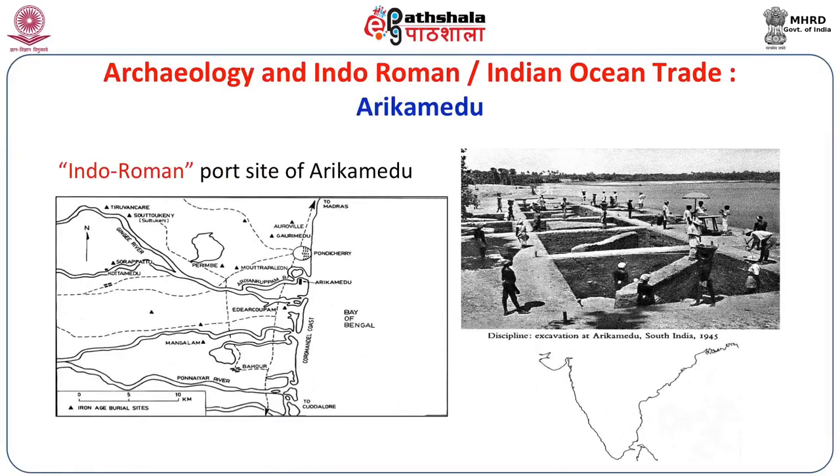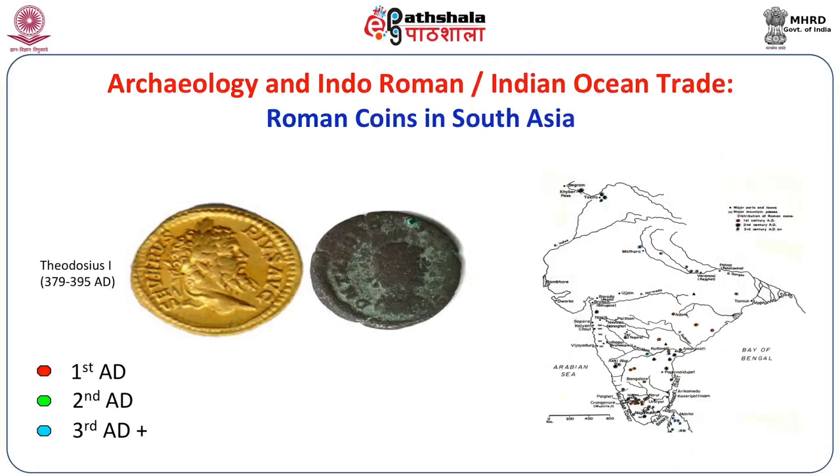What you see in this particular image is the site of Arikamedu, what was known as an Indo-Roman port site. This has produced a lot of evidence for the Indian Ocean and East Asian connections. This particular image shows the distribution of Roman coins, gold and silver and other types of coins across India. They are also important evidence for understanding early historic interactions.